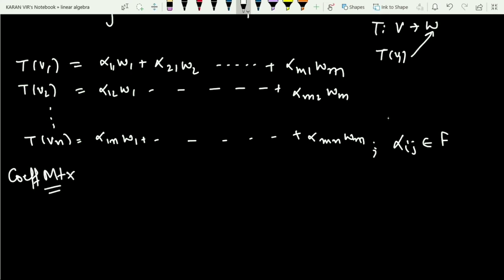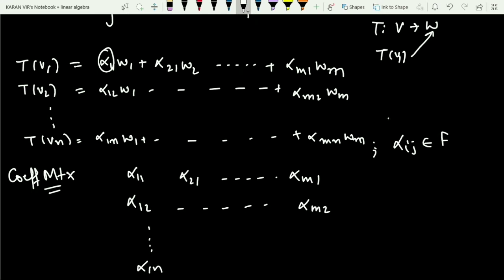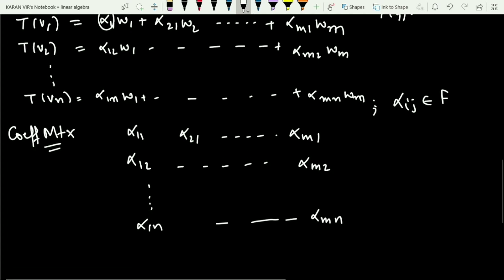So the coefficient matrix corresponding is alpha 1 1, next is alpha 2 1 and so on to alpha M1, correct? Similarly alpha 1 2 and so on to alpha M2, correct? And the last will be alpha 1 n up to alpha Mn, right? So this is my coefficient matrix.